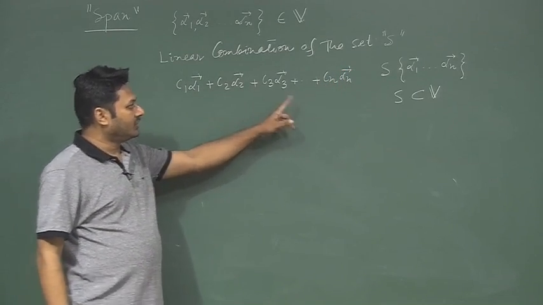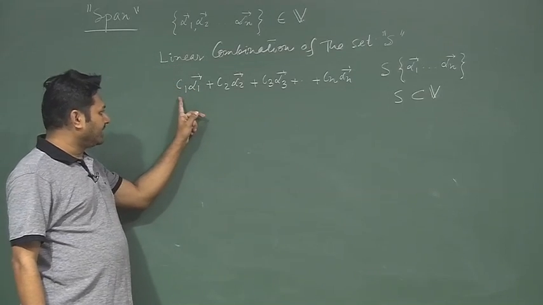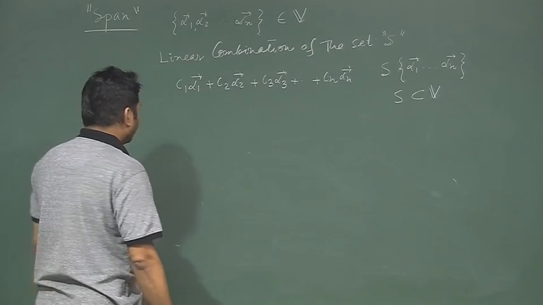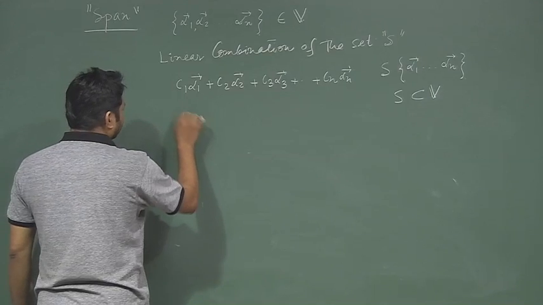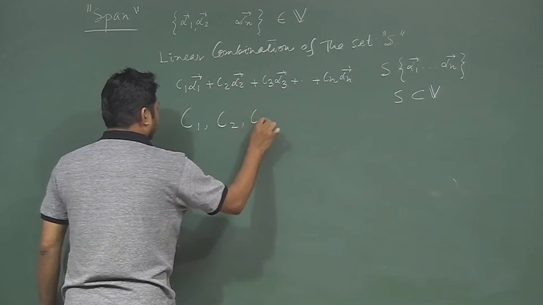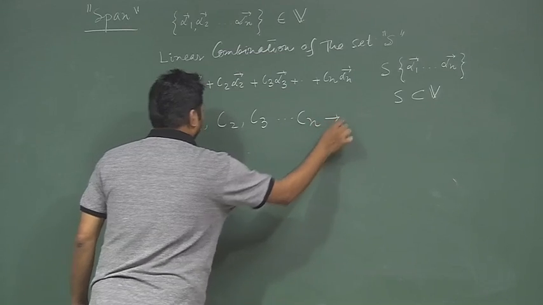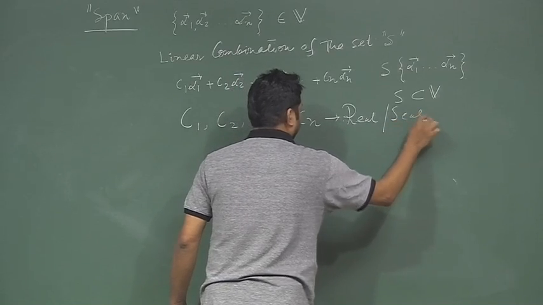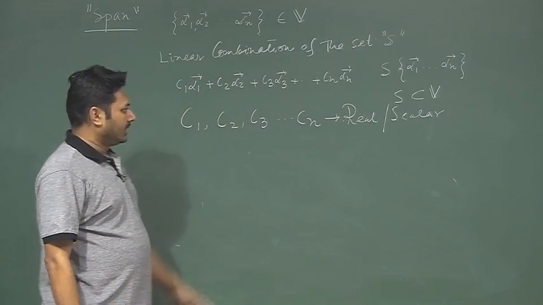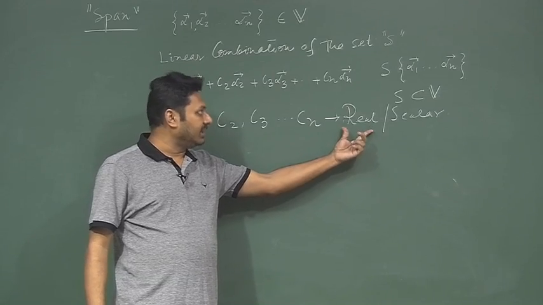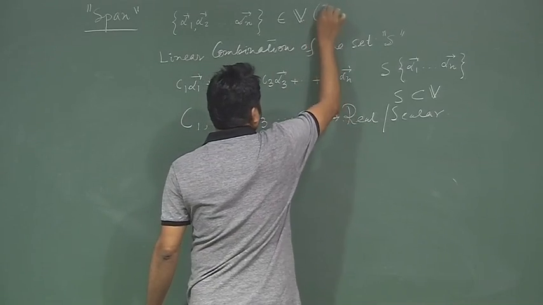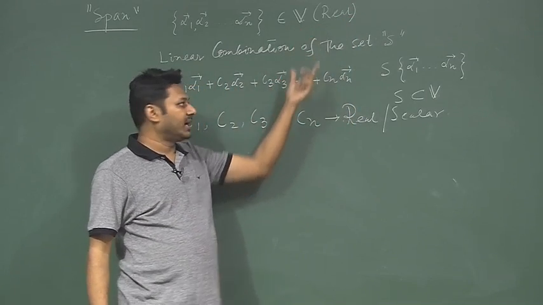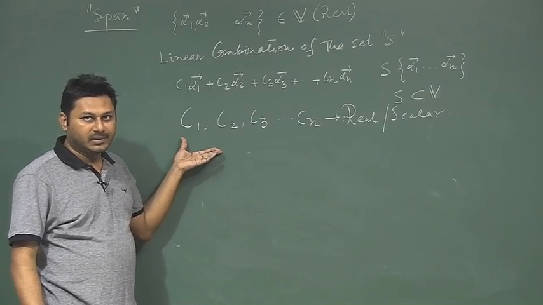I take all the vectors which belong to S and write C1, C2, C3, Cn in this form. These C1, C2, C3, Cn are real scalars. They may be imaginary also; it is not necessarily real. For the time being, let us take a real vector space, so that the field over which the vector space is formed is a real field.